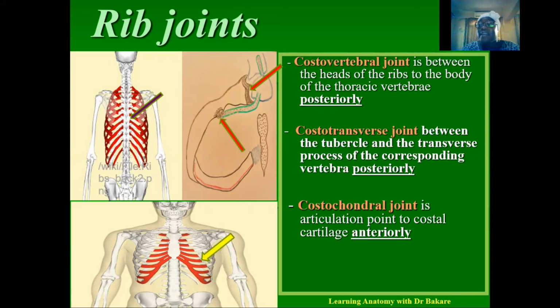So in summary, we have two joints at the posterior part of the thoracic cage, and we have one joint in the anterior part of the thoracic cage. And these are the three joints formed by the ribs within the thoracic cage.